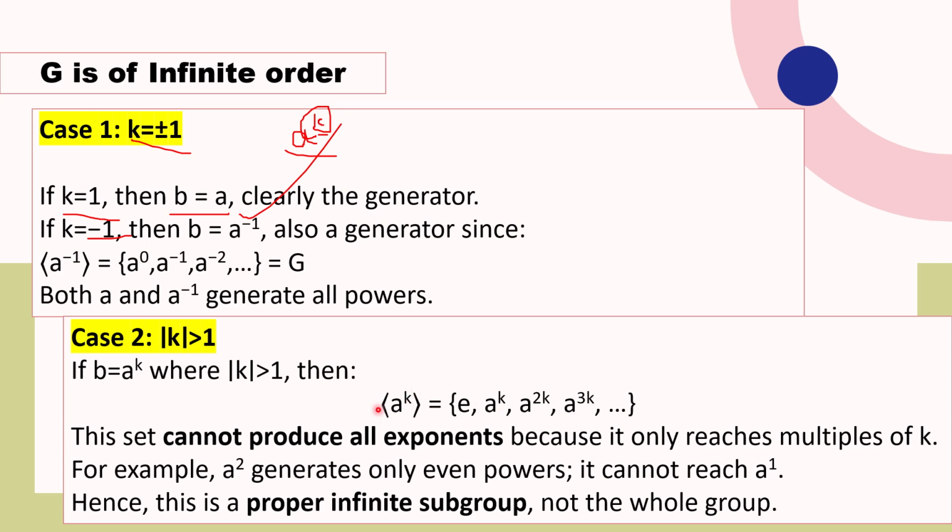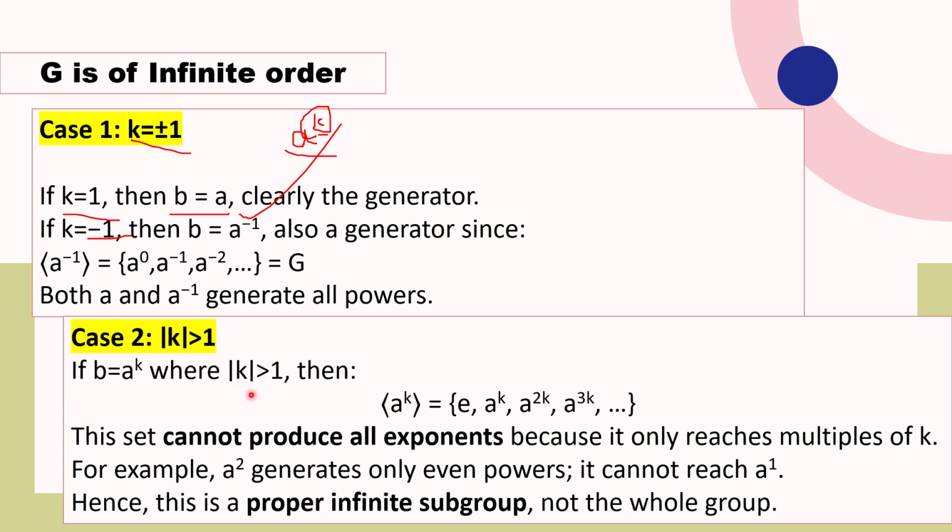Therefore, this a^k cannot produce all exponents because it only reaches multiples of k. For example, a^2 generates only even powers. It cannot reach a^1. If we have a raised to 2 as a generator, let's suppose, it will give us a^2, a^4, a^6. Where is a^1 or 3 or 5? We do not have odd powers. We will have only even powers, right? So it will only generate a group of even powers. That is, it's creating a subgroup, but it is not giving us the whole group, right?